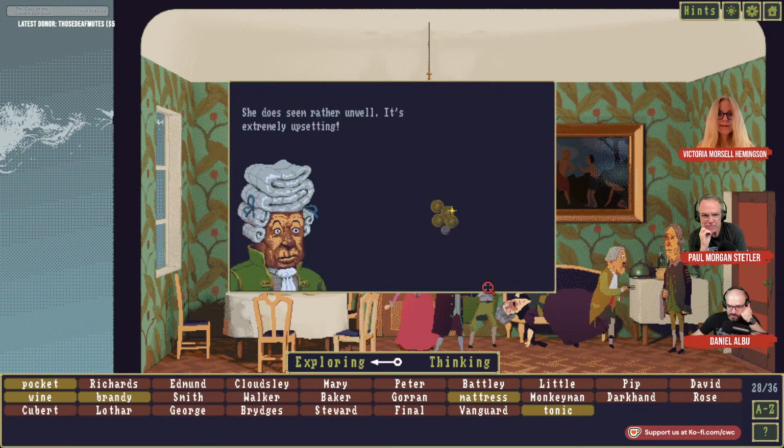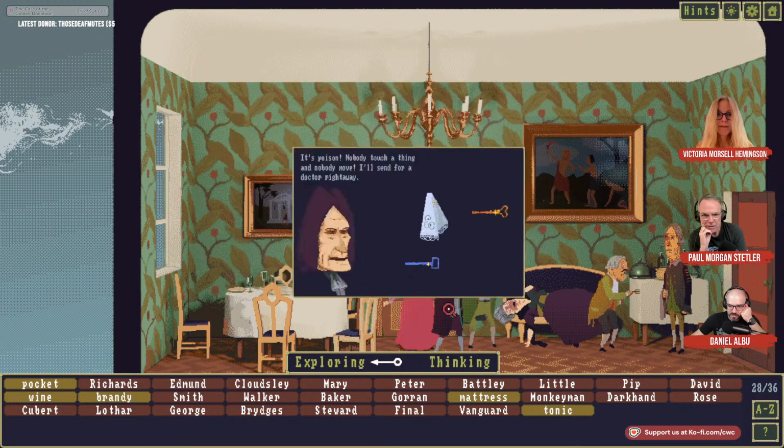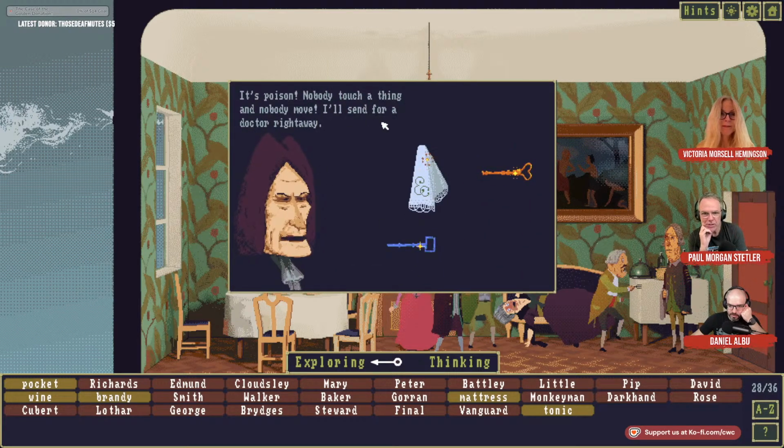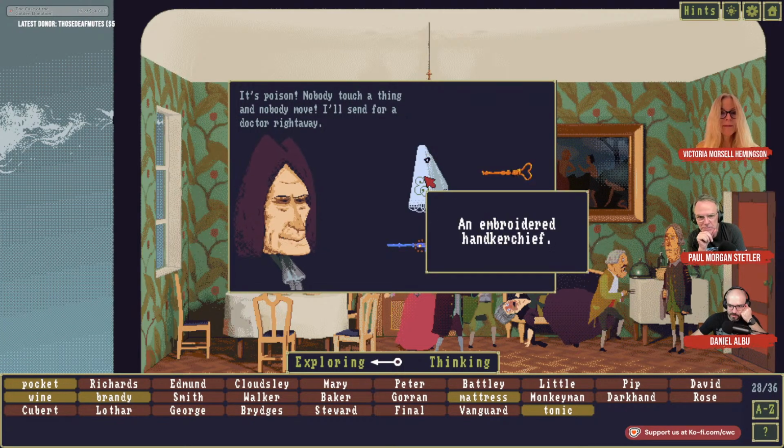Okay, we have a handkerchief. She does seem rather unwell. It's extremely upsetting. 4 shillings. 4 pounds and a shilling. That person's a doctor. It's poison. Nobody touch a thing and nobody move. I'll send for a doctor right away.